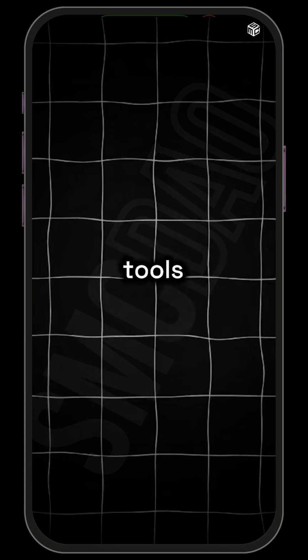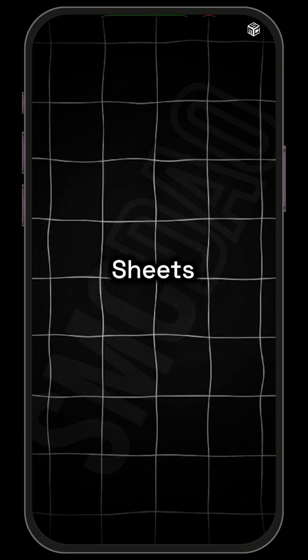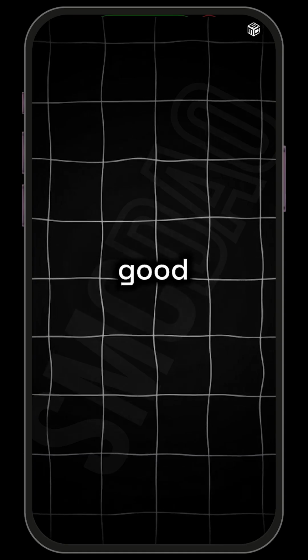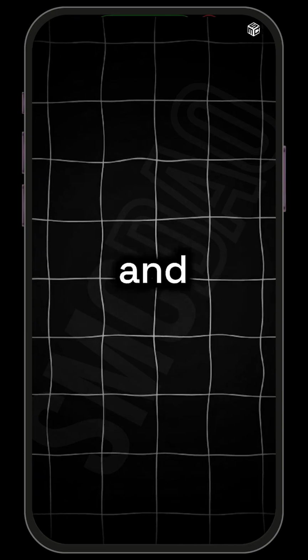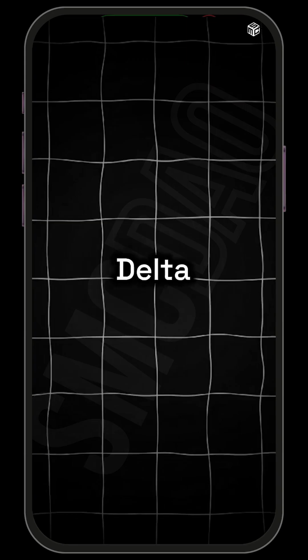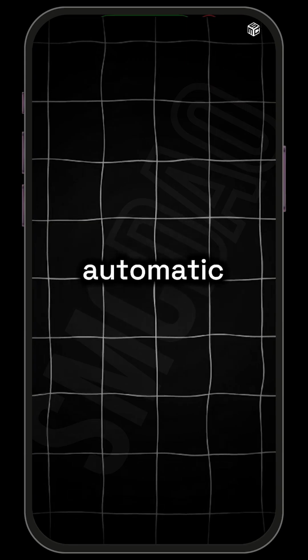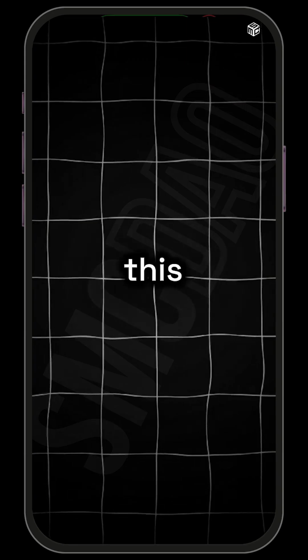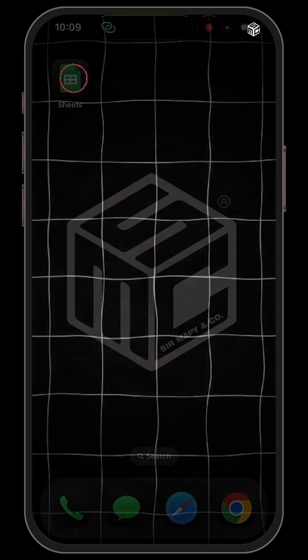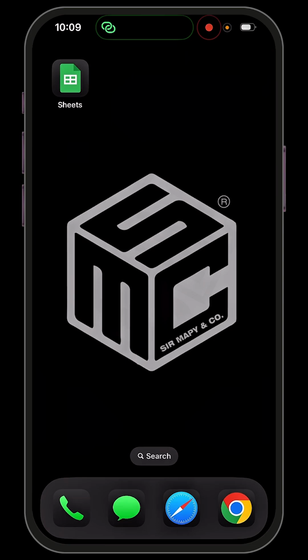So there are various tools you could use for this. You can use simple tools like Google Sheets, Excel, or Notion, which are good for templates and notes, and dedicated applications like CoinMarketCap Portfolio, Delta, or Zapper for automatic syncing. But for this tutorial, we use Google Sheets as an example. All you need to do is download Google Sheets from your Google Play Store, or your Apple Store for iOS users.